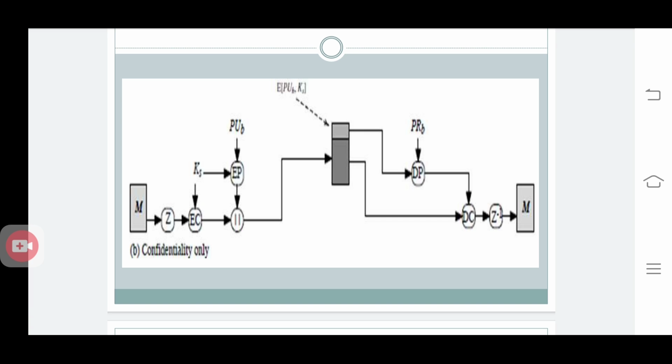After getting the session key, the message can be decrypted using that session key. After that, since a compression function was performed at the sender side, you have to decompress it. So the Z inverse function is used there to find the original message. So this is about confidentiality services.